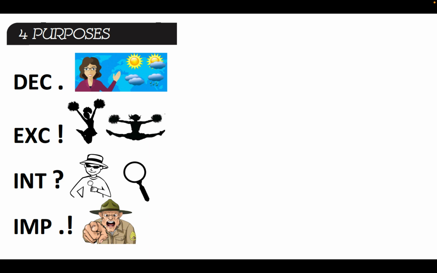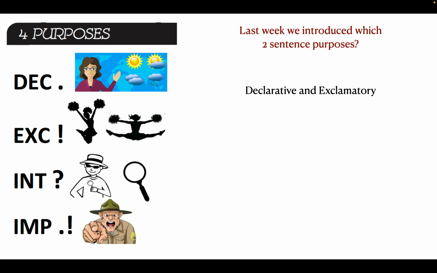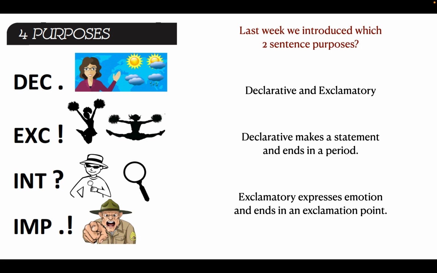Alrighty. So on chart A, we have our 4 sentence purposes. Last week we introduced which 2 sentence purposes? Does anybody remember? That's right, declarative and exclamatory. And can anyone tell me what the difference is between them? Since I popped the answer up, you have at least one of them. The declarative makes a statement and ends in a period. And the exclamatory expresses emotion and ends in an exclamation point.